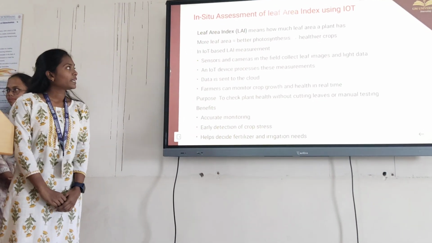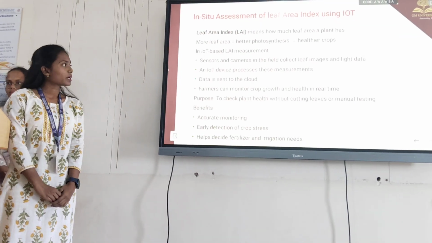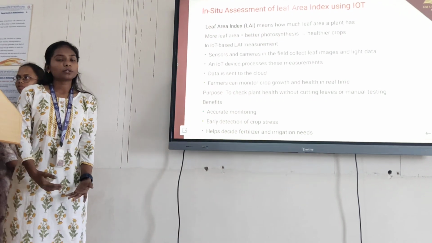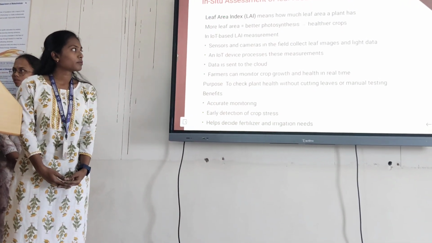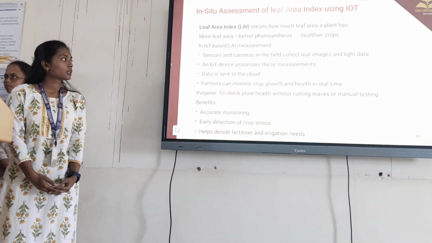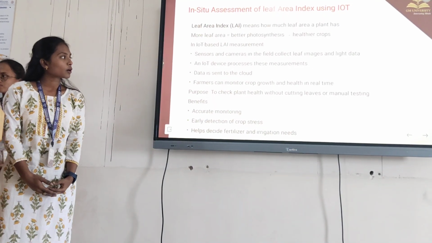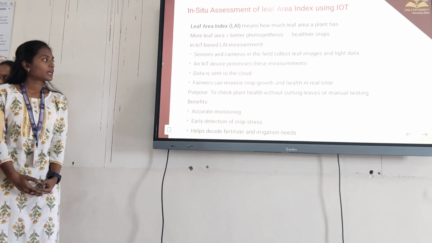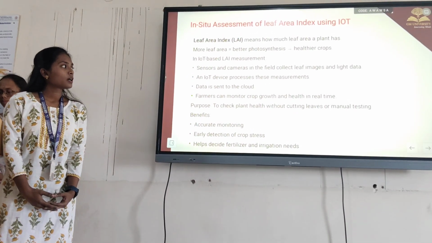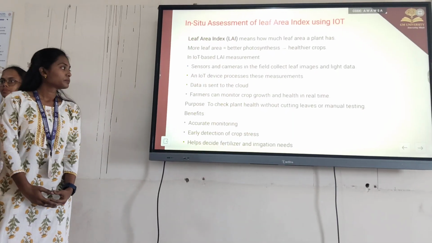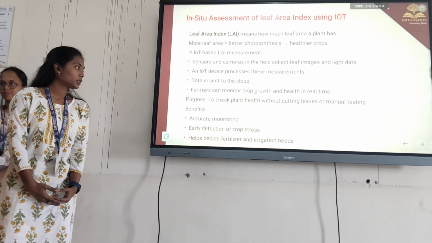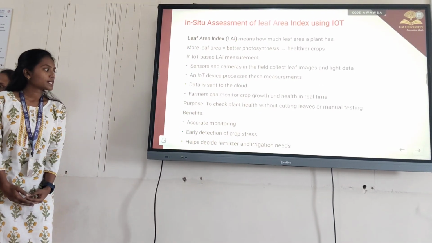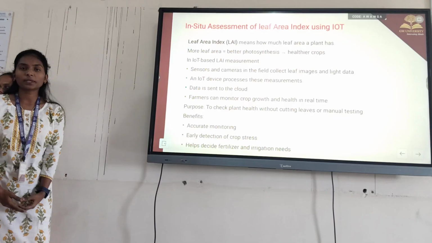In IoT-based leaf area index measurement, sensors and cameras in the field capture leaf images and light data in IoT devices. The device processes these measurements and the data is sent to the cloud. Farmers can monitor crop growth and check plant health without cutting leaves or manual testing. Accurate monitoring and detection of crops helps decide fertilizers and irrigation.